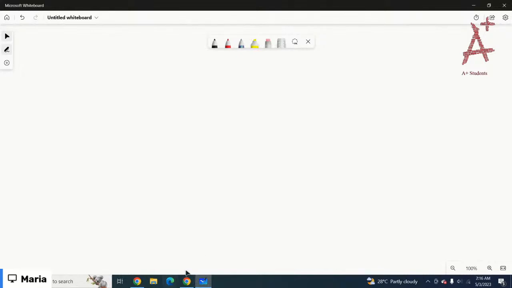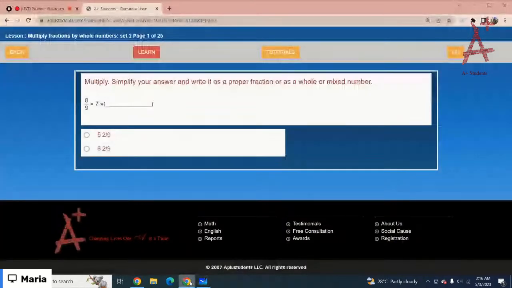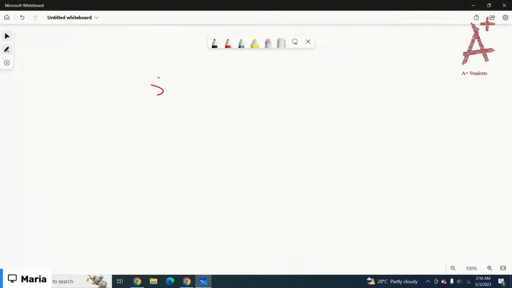The next one is: multiply, simplify your answer, and write it as a proper fraction, whole number, or mixed number. It would be 8 over 9 times 7. I don't know what's wrong with the pen. Okay, we'll fix it later.